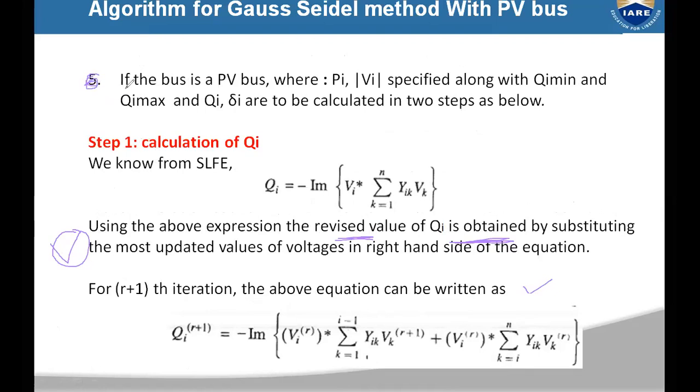Now in the sixth step, your considered bus is a PV bus. So at a PV bus, the power injection Pi and magnitude of Vi both will be specified, along with Qi minimum and Qi maximum. Now here you have to determine the Qi and delta i.